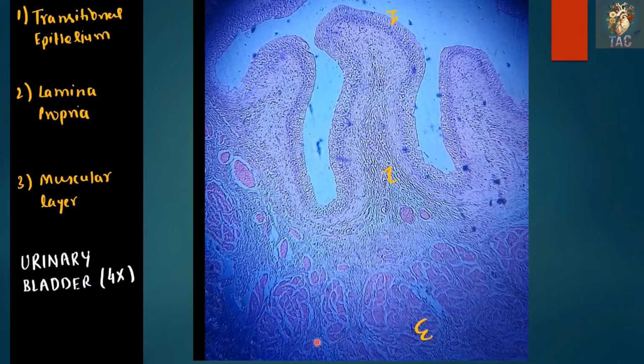As the urinary bladder is a globular shaped organ, the smooth muscle cells are intermingled. Although they are present in three layers, these three layers are mixed with each other. So this is the slide of the urinary bladder.